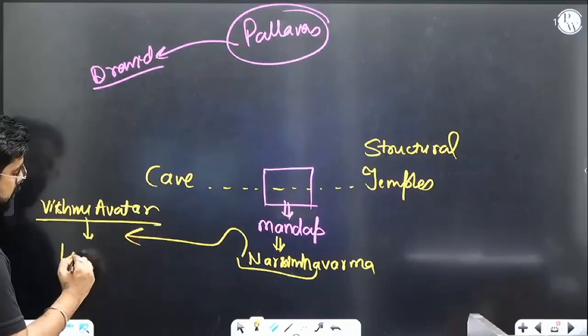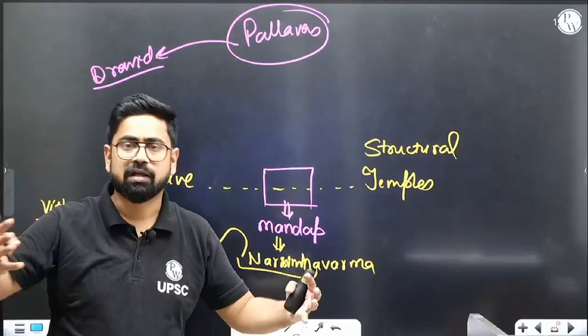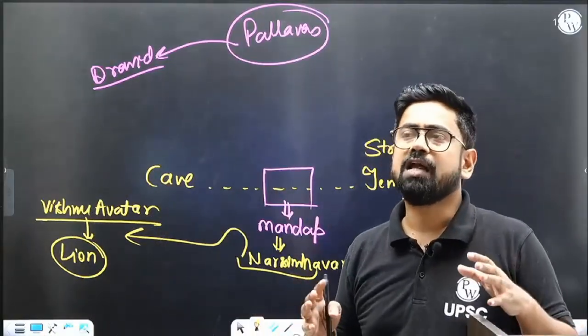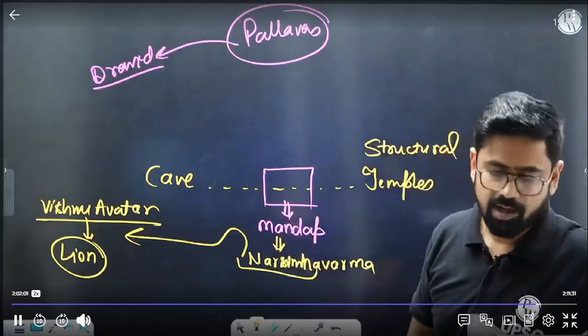Again, lion avatar. Narasimha avatar is lion avatar. He will come out of a pillar. He will break a pillar and come out. Right? That is Narasimha avatar, to kill Hiranyakashyap. The story says that Narasimha avatar will come out of a pillar to kill Hiranyakashyap. Right? Again, let's get back.